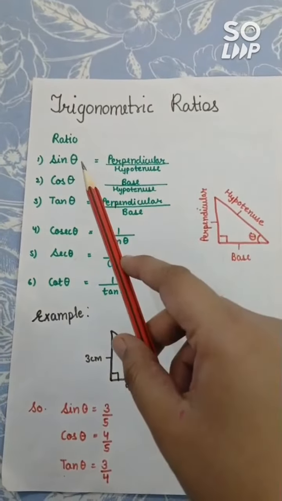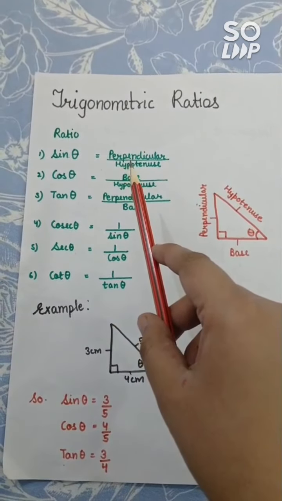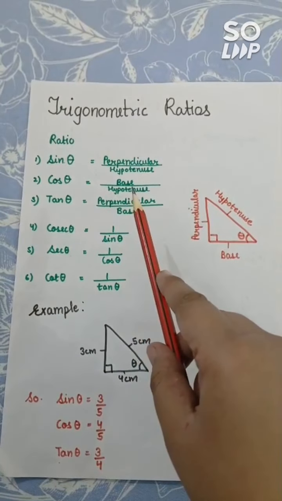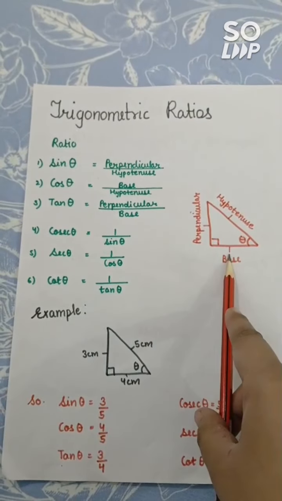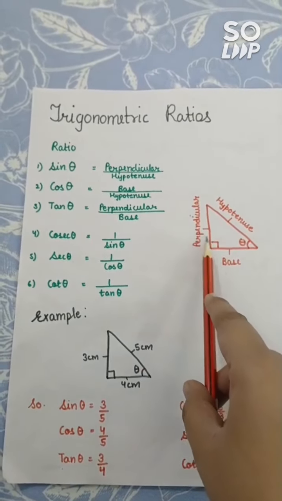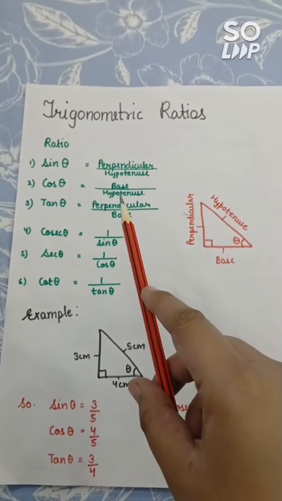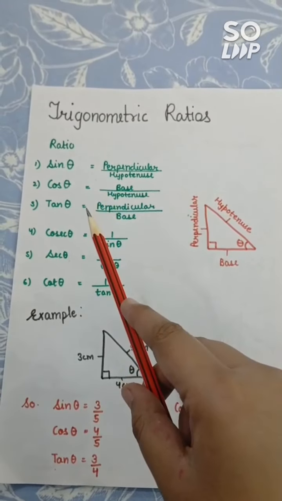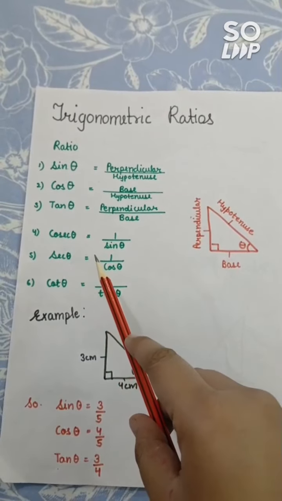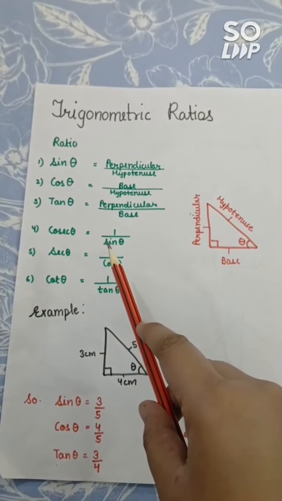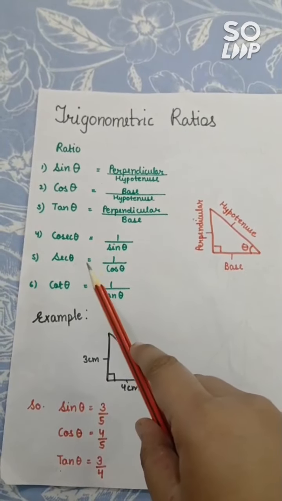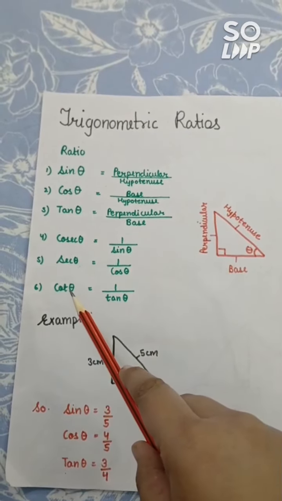Now their formulas: sine theta is equal to perpendicular upon hypotenuse. It means this side upon this side. Cos theta is equal to base upon hypotenuse. It means this side upon this side. And tan theta is perpendicular upon base. It means this side upon this side. Now once we find out values of sine theta, cos theta and tan theta, we can easily find out values of cosec theta, sec theta and cot theta by just taking reciprocal of them. So cosec theta is reciprocal of sine theta, sec theta is reciprocal of cos theta and cot theta is reciprocal of tan theta.